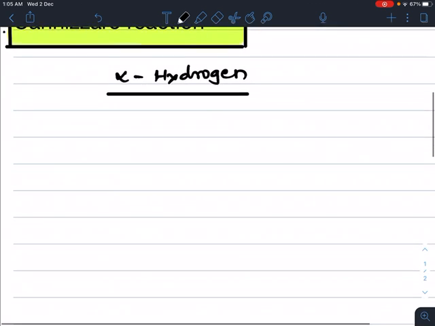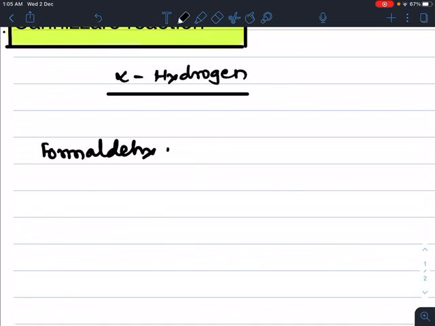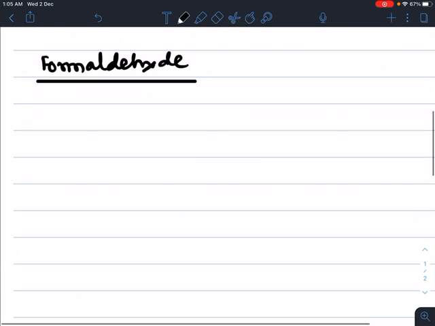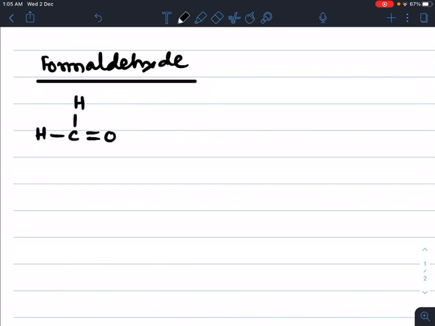For example, formaldehyde. When formaldehyde undergoes the Cannizzaro reaction, what happens? The formula of formaldehyde is HCHO, or CH2O. Two molecules of formaldehyde are required.